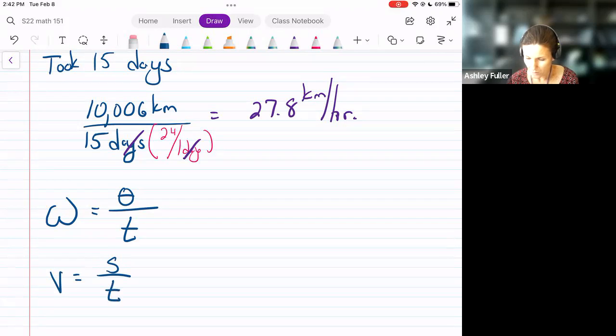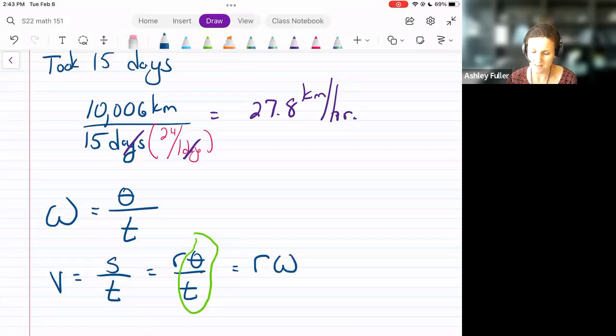But we know that arc length is r times theta. Again, we're dividing by t, but we just defined this to be the angular speed. And so we can then calculate the velocity, linear velocity, to be the radius times the angular speed.